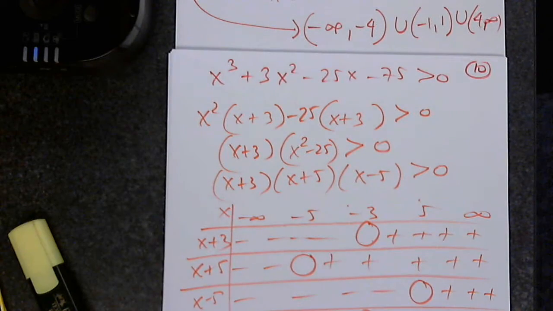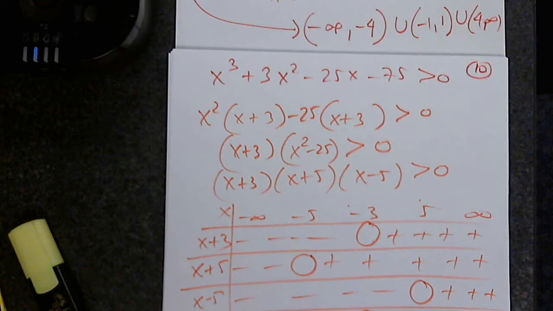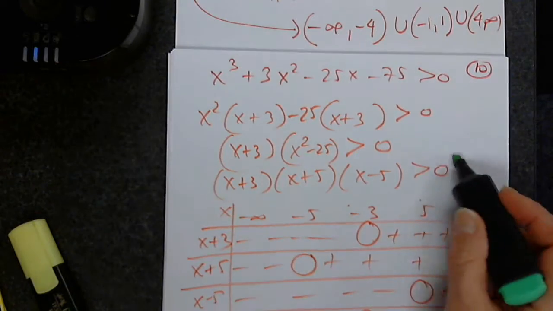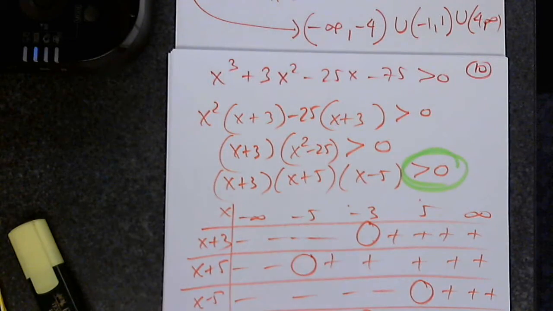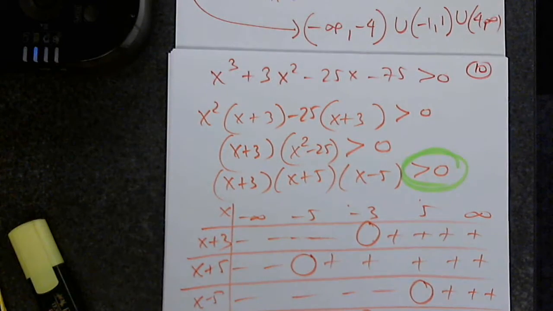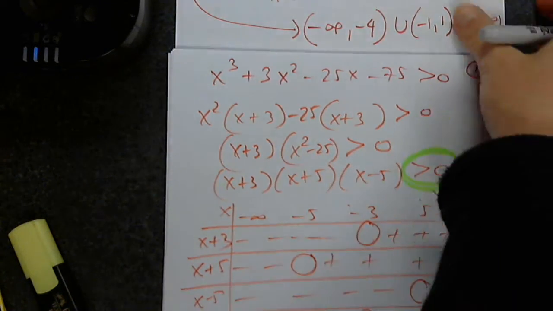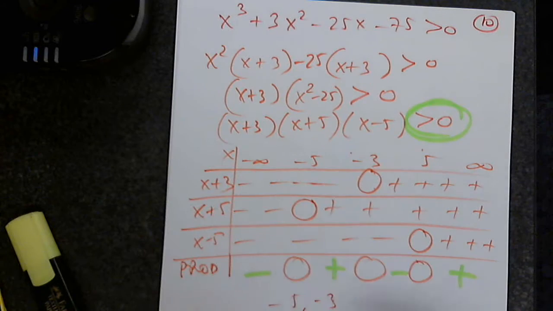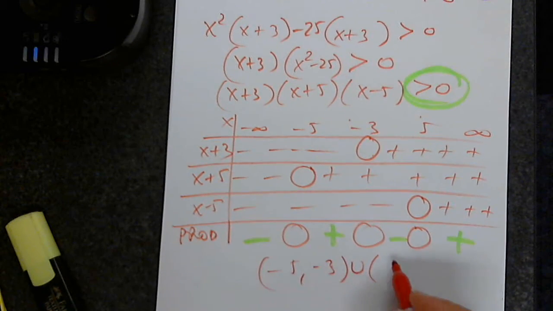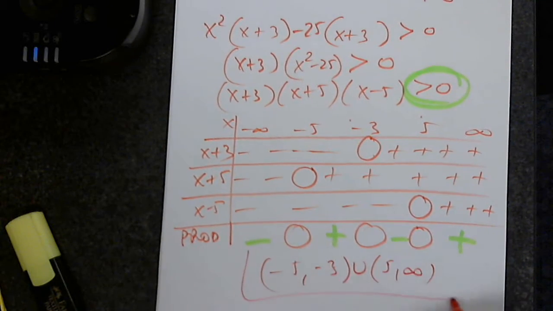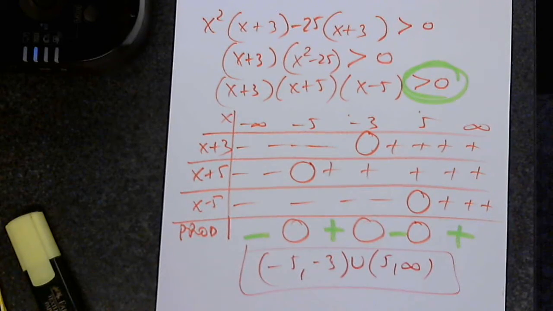Three negatives on the first subinterval. So it's negative, then positive, negative, and positive. Which means the final answer is -5 to -3, union 5 to infinity. Do you all agree with -5, -3, union 5, infinity?